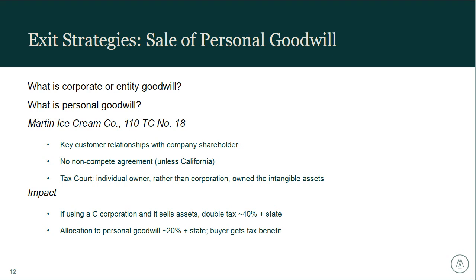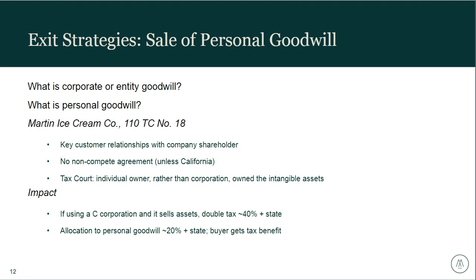What got people comfortable with splitting up the goodwill is the Martin Ice Cream case from back in 1998. I want to speak to it because this is what some of the gating items are. In that case, there was a father and son; the father owned 51% and the son owned 49%. The father had a Häagen-Dazs distribution relationship, and he got some direct consideration to sell his relationships. He was saying that that's personal goodwill at his level, not the company's.